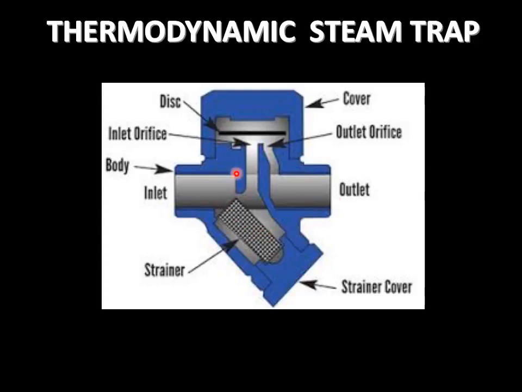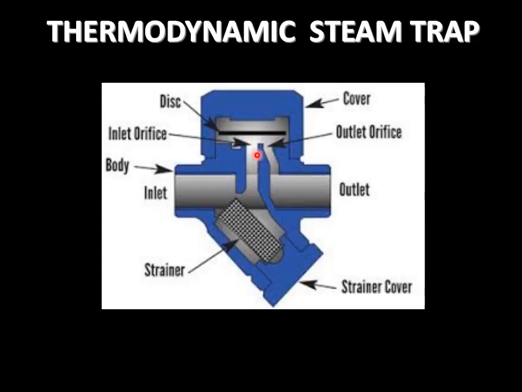When all the condensate is discharged through the outlet port, then the steam will begin to pass through this inlet orifice to the outlet orifice and will try to exit from this outlet port. But the speed of steam is far more than the condensate. So going by Bernoulli's principle, whenever there is an increase in velocity, there will be a sudden drop in pressure.